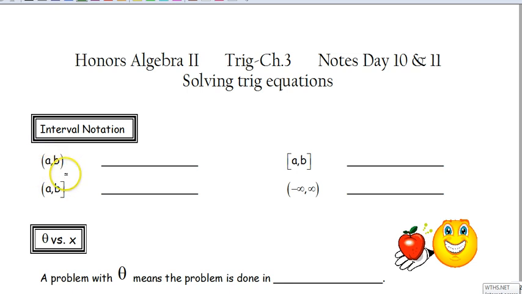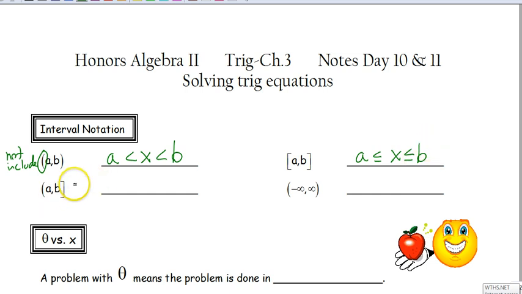The parentheses means it's not included. So for example, a comma b with parentheses means I want everything in between a and b, but I do not include a and b. Parentheses mean not included, whereas brackets mean you do include it. So the difference between this one and this one is that I'm going to have everything from a to b, and I can have a and b in my final answer.